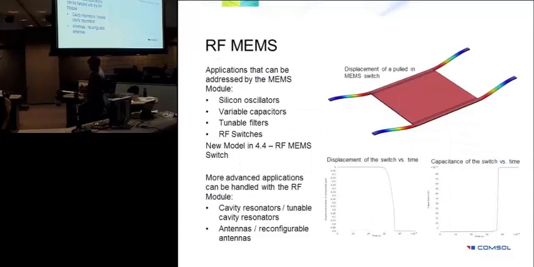RF MEMS, this will be a new model library example in version 4.4 that will show you how to calculate the transient response of a MEMS switch. So in this example, you'll be able to calculate the displacement and the increase in capacitance of a device when the solid or the resonator collapses fully. And that we do by making some concessions. That is, you have to model the contact in a rather approximate way called the Hertzian contact. But this will be available in a couple of months with 4.4. So that will have a variety of applications in other areas related to RF switches as well.